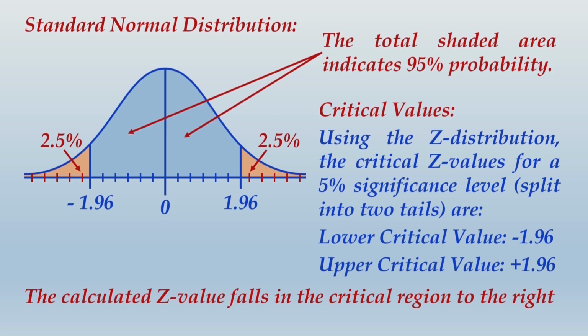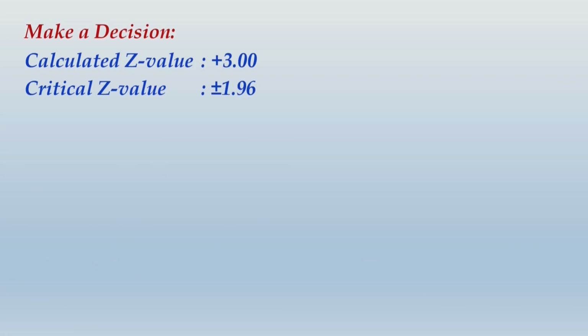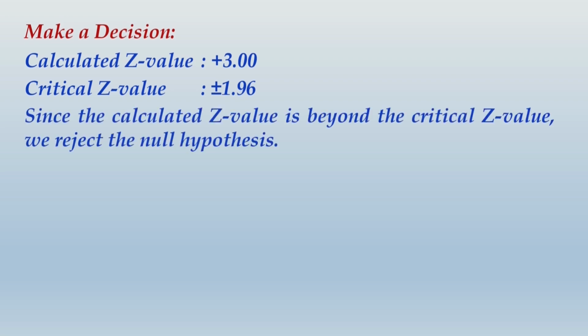Alright friends, once you have completed writing this much, let us move ahead and now we make a decision. The calculated Z value is plus 3 and the critical Z value is, even though it is plus and minus 1.96, but for the situation that we got over here, we will treat it as if it is a plus 1.96, and we find that the calculated Z value is going beyond 1.96 to the positive side or to the right side. So since the calculated Z value is beyond the critical Z value, we reject the null hypothesis.